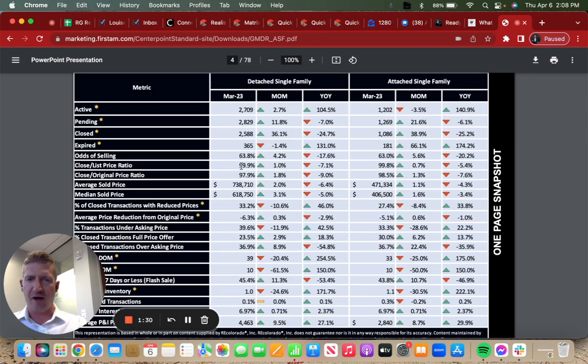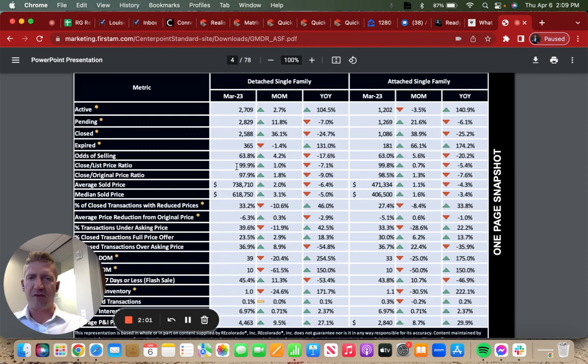Expired, we'll skip over. Odds of selling, this is an interesting one that we follow each week, actually. Your odds of selling in March went up by 4.2%, a pretty negligible number. Look, it's down 7% compared to March of last year. So March of last year, 80% odds of selling. That's the supply-demand equilibrium there. Obviously, demand is down this year versus last year, when the interest rate was half of where it is today.